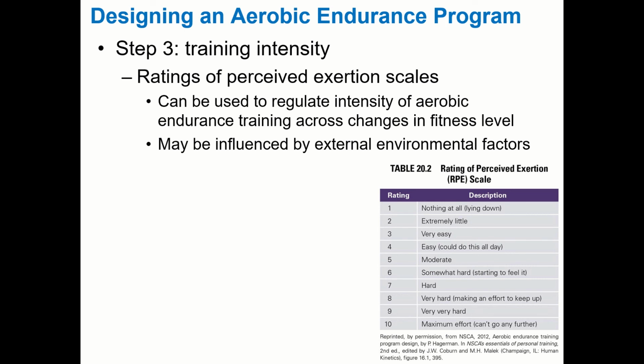So if somebody said something was maximum effort, can't go any further, they would rate that a 20. And so in theory, their heart rate would be close to 200. Or if it was very, very hard, then that would be more like 190, 180, etc. So it's been pared down a little bit. It's been cut in half, so it's only a 1 to 10 as opposed to, like I said, 6 to 20.